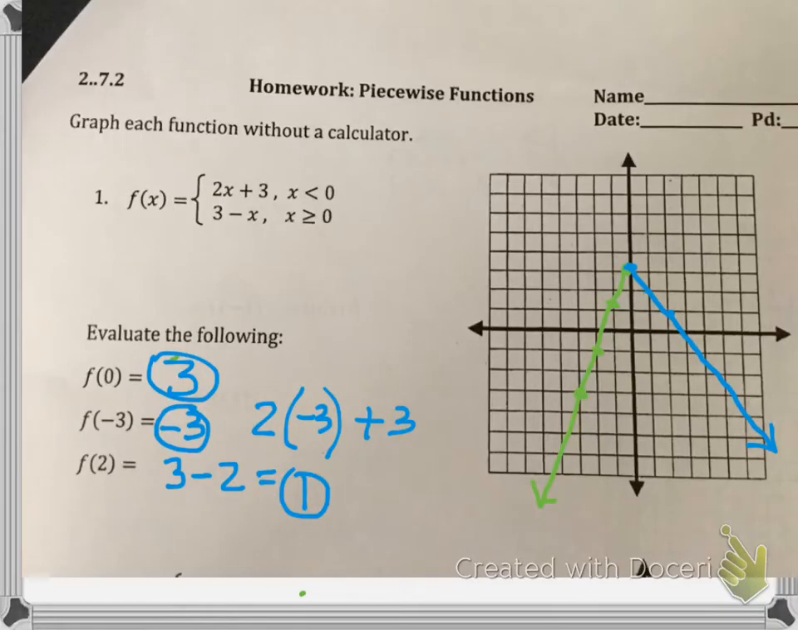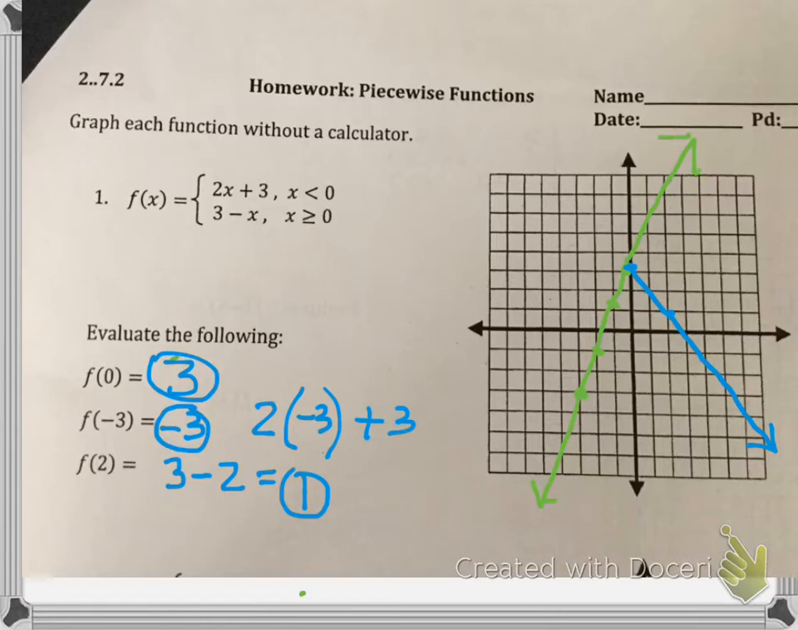Okay, this video is about piecewise functions. The first thing I did was I graphed the green line. So I graphed this whole green line. I went to the y-intercept at 3, and then I went up 2 over 1. So this was the whole green line.